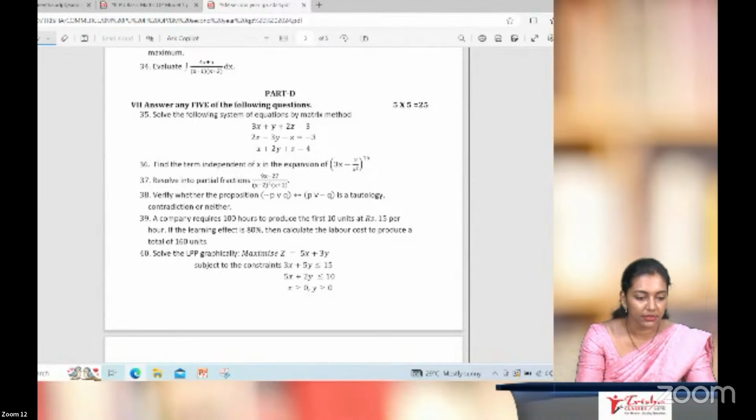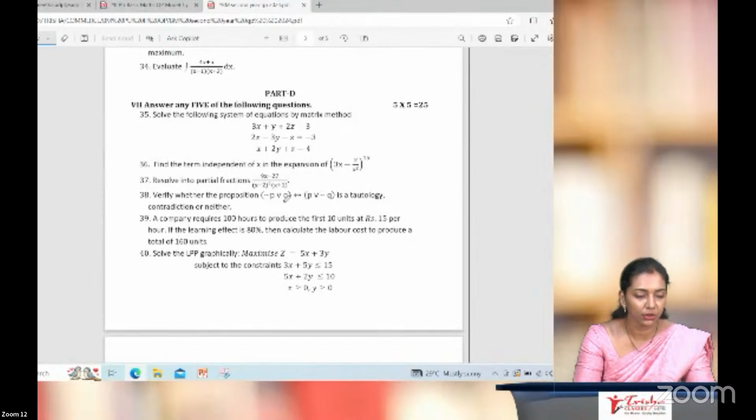Okay, next the 38th question will be either to prove that it is a tautology, contradiction, or neither, verify it, or to check whether statements are logically equivalent or not. Such questions will be asked under the 38th. So just go through the textbook where you can find the 5 marks questions on tautology, contradiction, or neither, or logically equivalent.